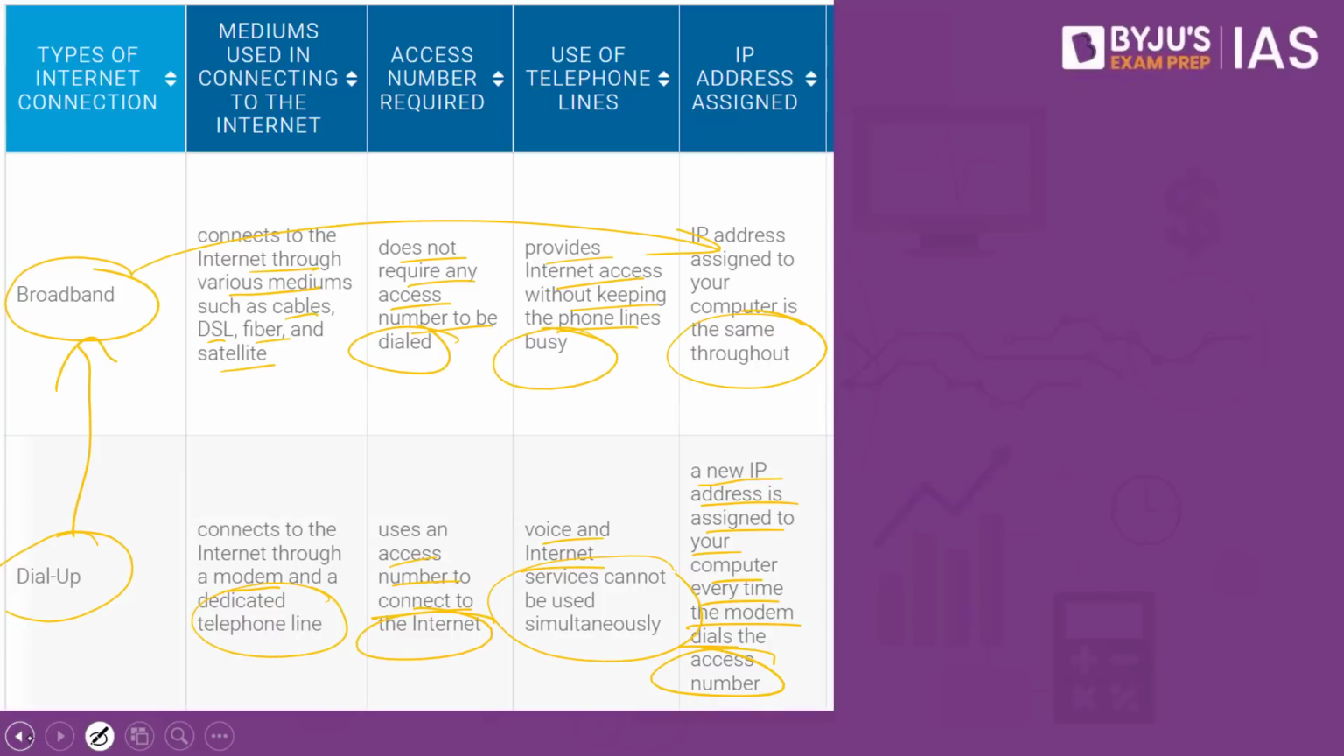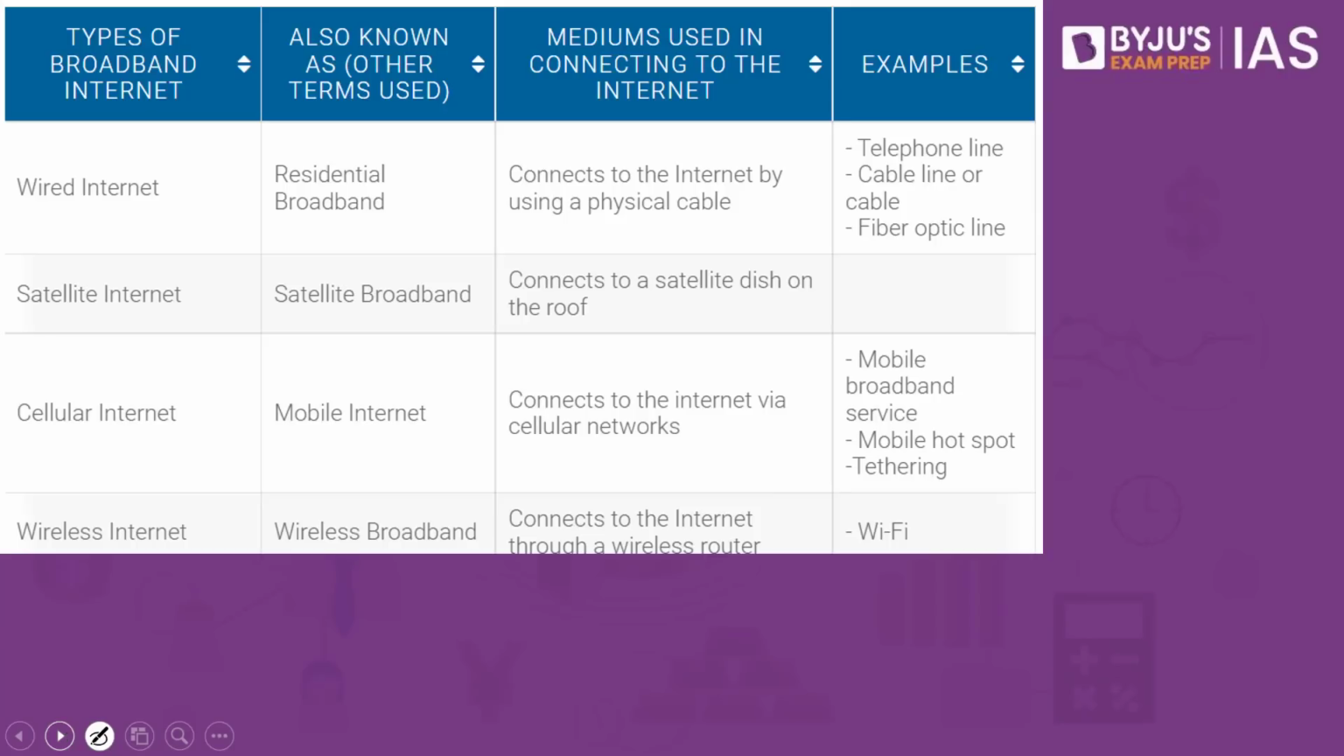Broadband can further be categorized into wired internet, satellite internet, cellular internet and wireless internet. What is wired internet? This is also called residential broadband. It connects to the internet by using a physical cable. This includes telephone line, cable line or fiber optic line.